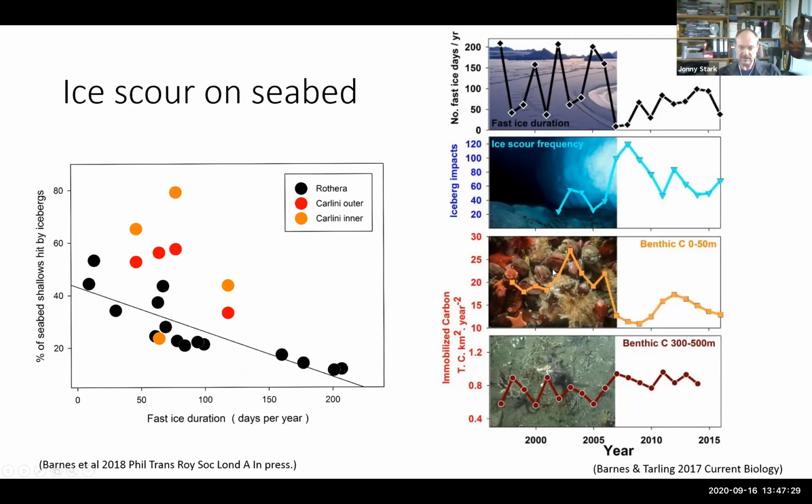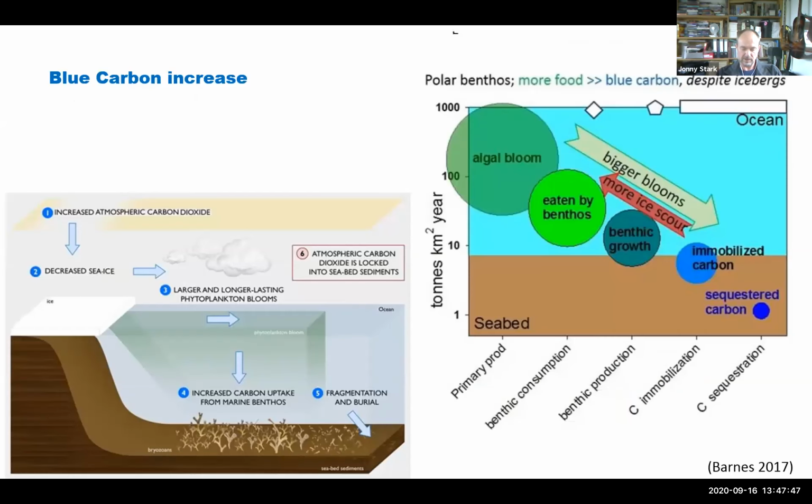The result of that ice scour increase is a decrease in benthic growth in shallow water, but an increase in benthic growth in deeper water because of less sea ice and more light. So we see less carbon sequestered in shallows and more in deep water. This is actually a process that's been termed blue carbon, and largely the work of David Barnes and colleagues at BAS. And they estimate that blue carbon in cold regions is regionally and globally very important.